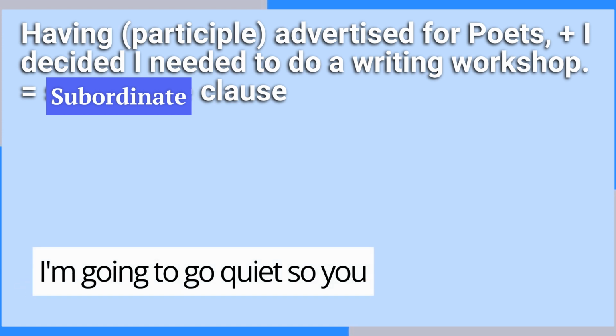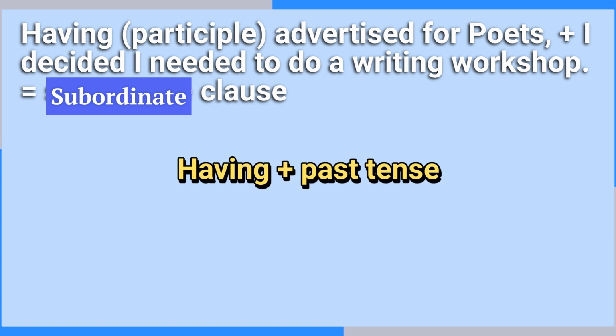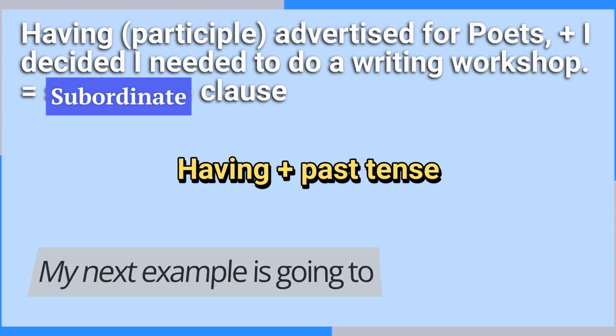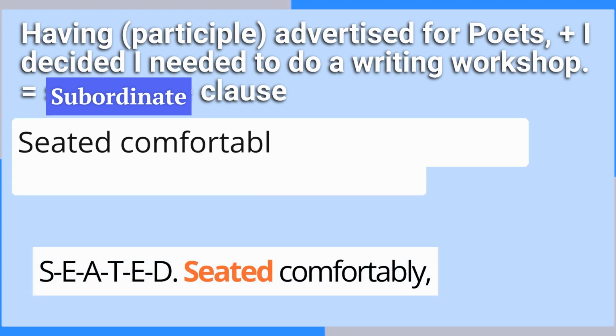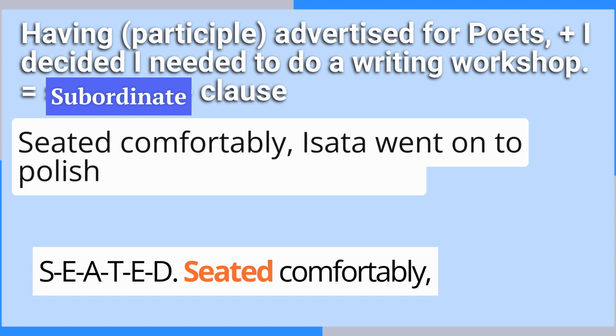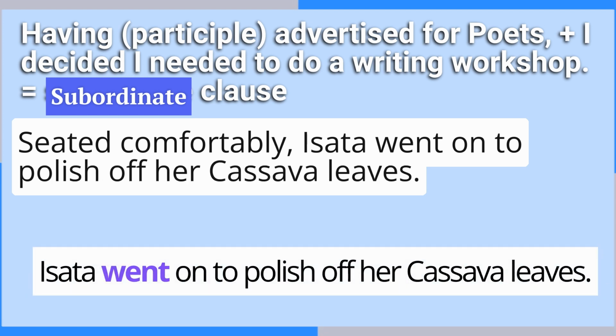I'm going to go quiet so you can have a look at my example. My next example is going to be with the participle seated, S-E-A-T-E-D. Seated comfortably, Isata went on to polish off her cassava leaves.